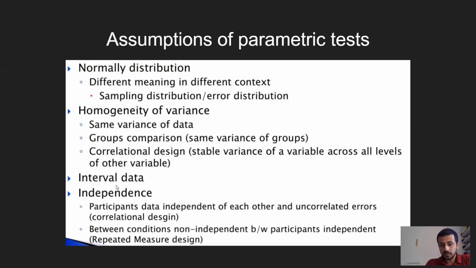Interval data, it should be interval data. We can use ordinal data in here. We can't use, like, coma, sugar, sleepiness, or something like this. Those are ordinal data. We can't use the parametric tests for them.